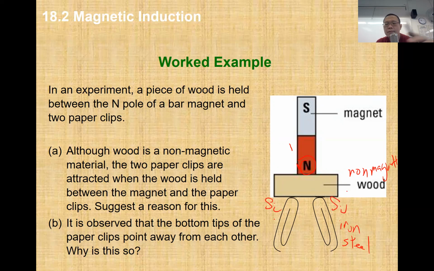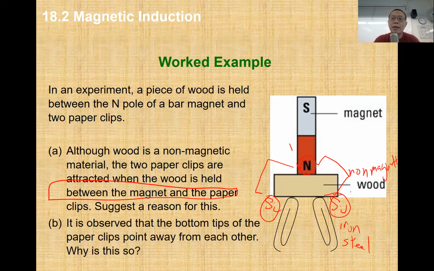Because unlike poles will attract. Because of this induction, I am able to hold the paper clips to the wood itself, because the paper clip is attracted to the magnet through induction. So I can actually attract it by inducing a south pole on the end of the paper clips.